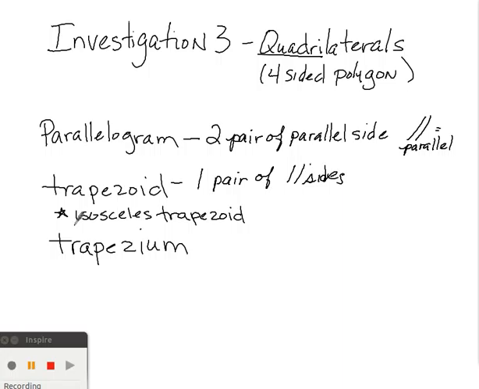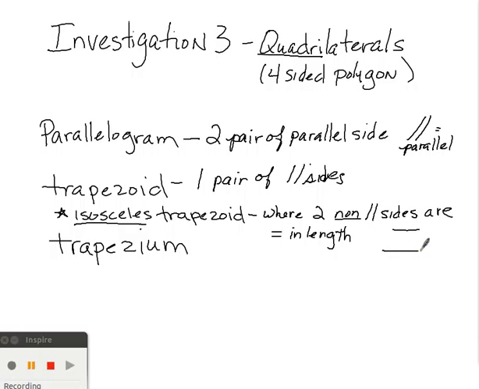Now, if you have something called an isosceles trapezoid, that's where the two non-parallel sides are equal in length. It usually looks kind of like that, where this side equals that side. It's called an isosceles trapezoid. And then you have a trapezium, which is a quadrilateral with no parallel sides.